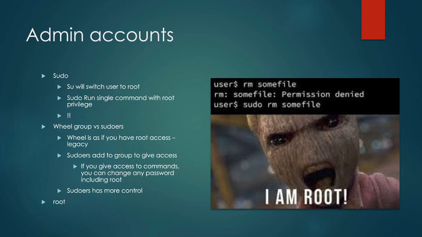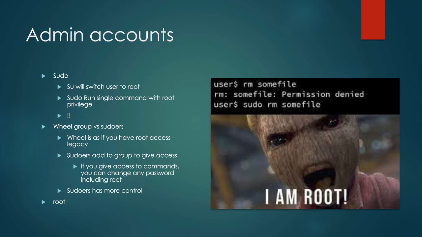One of the really nice tricks that I've learned over the years is if you do bang bang, or two exclamation points, that actually means previous command. So if you run a command and you get a permission denied, you can actually say sudo space bang bang, and that will run the previous command as sudo. I actually use that very frequently when I'm running a server.